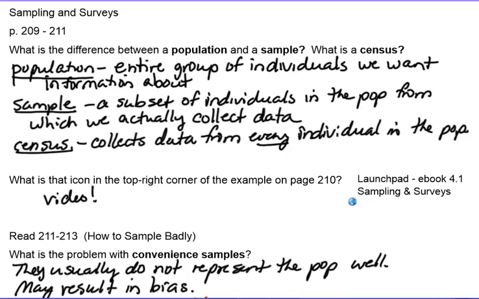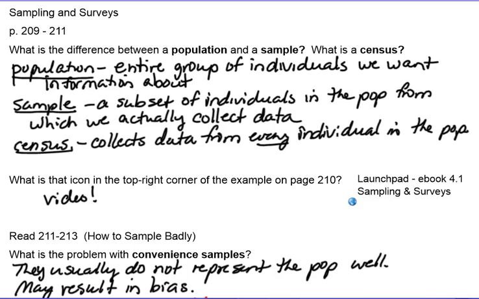What is the difference between a population and a sample? The population is the entire group of individuals we want information about. A sample is the subset of individuals in the population from which we actually collect data. A census collects data from every individual in the population. A census is ideal if we have a small population.